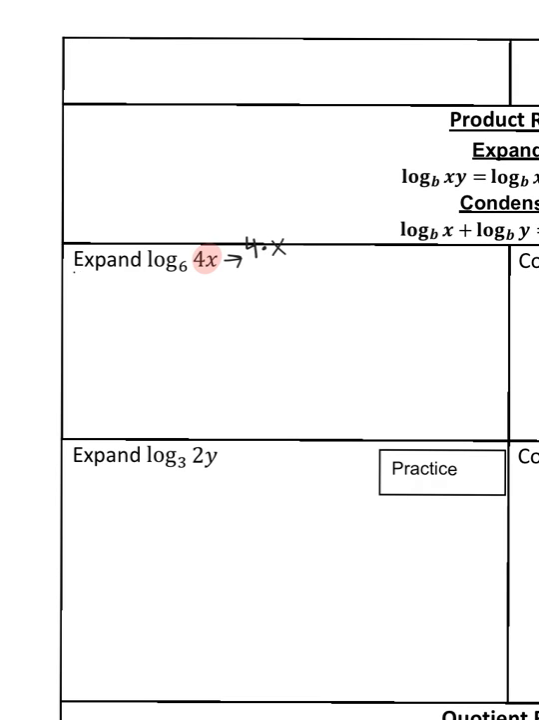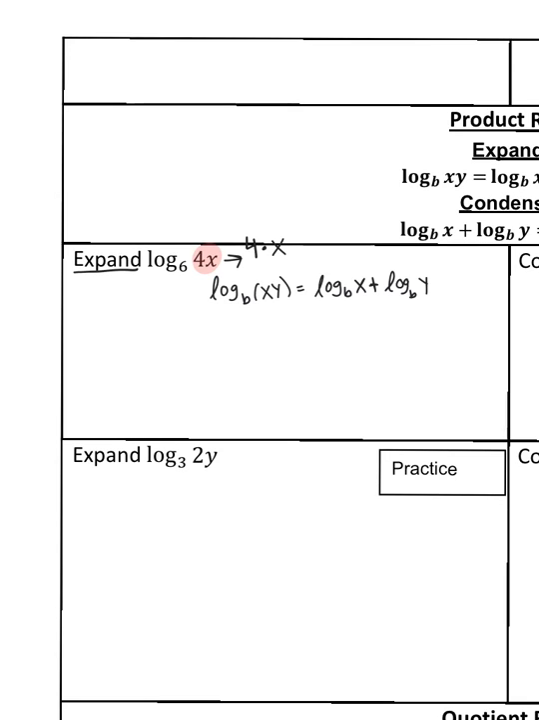So if I want to expand that, the formula I'm going to use is log base b of xy. That's the current form that we're in. I'm going to break it apart by using addition. Think about it related to exponents. When we did the section about exponents, when you were multiplying like bases, you added the exponent.